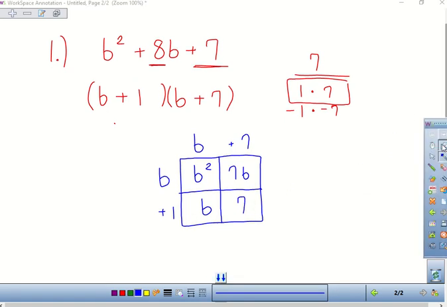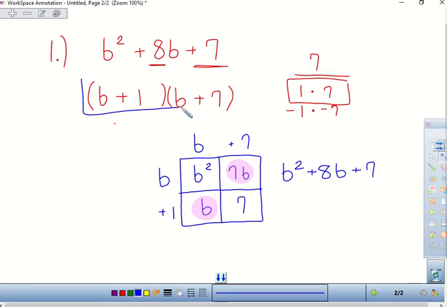Good. Now what you're going to notice is these two are going to be like terms. So what's 7b plus b? 8b. Good. So you got b squared plus 8b plus 7. What do you notice when you multiply these two together? What do you get? You get what you started with, right? Yeah. So that's a way to check your work and verify that you've done it correctly.